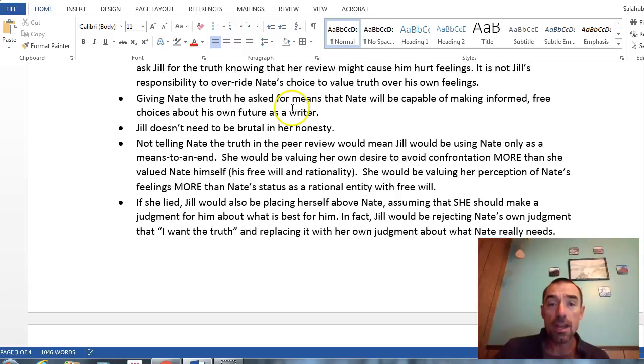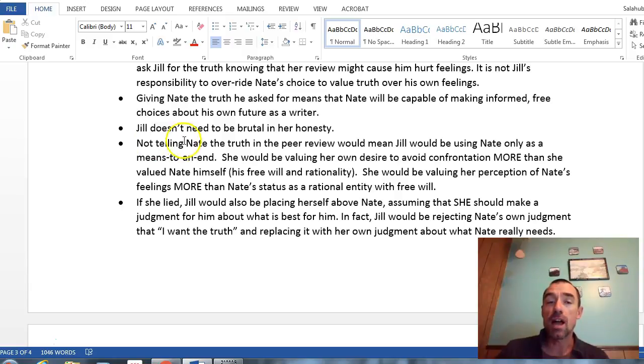Giving Nate the truth he asked for means that Jill is respecting Nate's rationality and free will, and she's allowing him to be capable of making free, informed choices about his own future, right? That's what we all want, the capacity to apply our free will and rationality to our own futures. And so by not manipulating him, Jill is putting Nate in a position to be able to exercise reason and free will. Jill does not need to be brutally honest. That's true. She can be compassionate and still be honest.